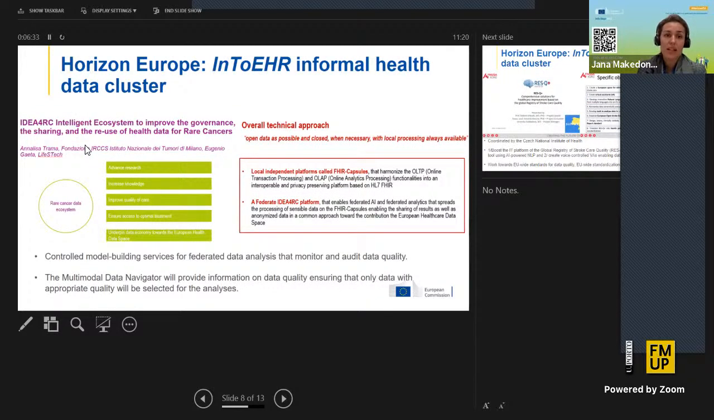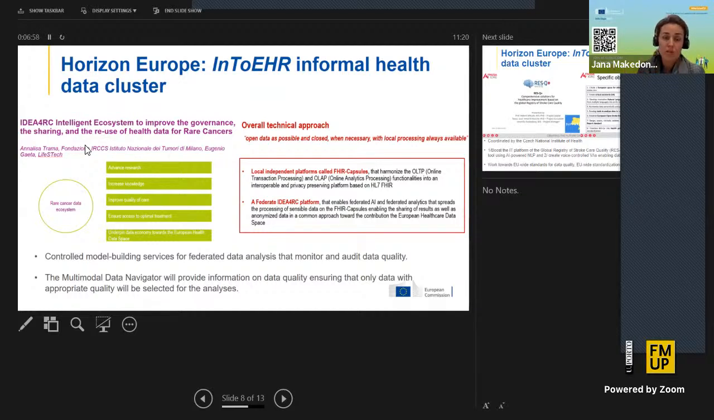So this is coordinated from the National Institute for Tumors in Milano, in Italy. It's called Idea for Rare Cancers. They focus on governance, sharing, the classical thing in local and federated context. And what they're doing in terms of data quality is they want to have these model building services for federated data analysis that monitor and also audit the data.